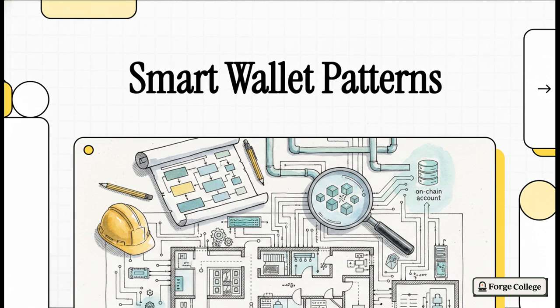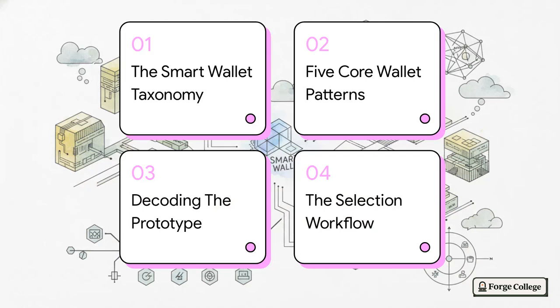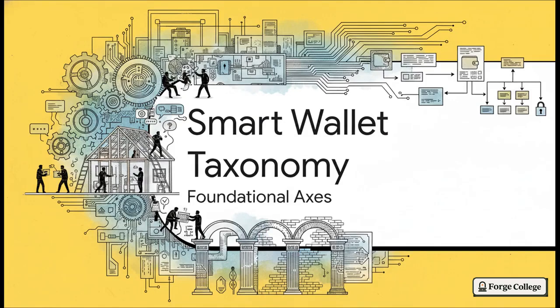Let's dive in. So here is the master schematic for today. We'll start with the smart wallet taxonomy, then move into 5 core wallet patterns. After that, we'll be decoding the Solidity prototype, and we'll wrap things up with the selection workflow. All right, Section 1, the smart wallet taxonomy.